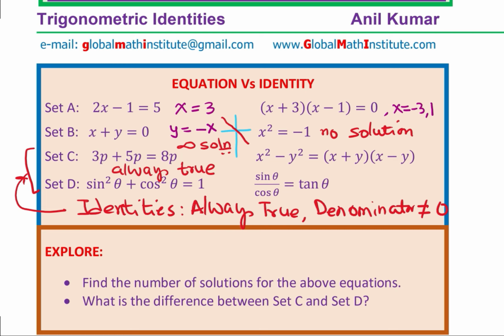Now, trigonometric identity means we have trigonometric ratios involved. Then it becomes a trigonometric identity. So, trig identity, let me write it short. Trig identity is an identity which has trig ratios.